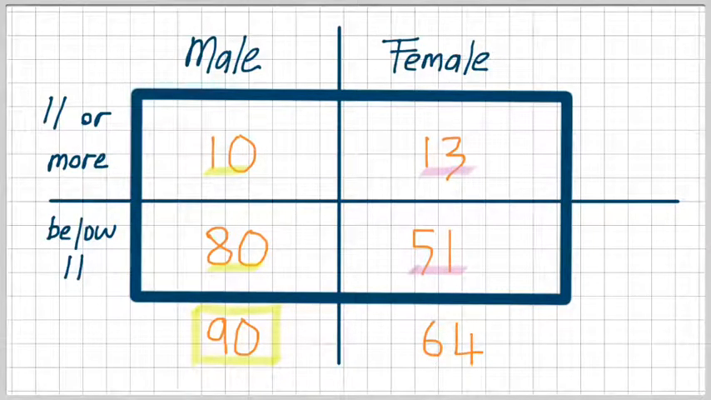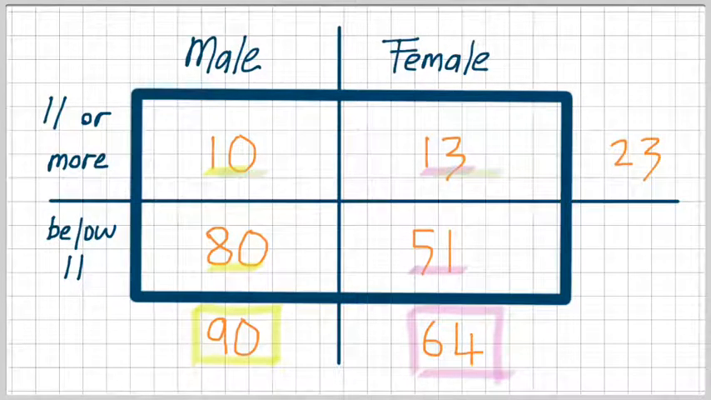Now, please keep in mind that it is a good idea in any sort of exam situation to bring a calculator, just in case the addition that you do in your head is incorrect. A calculator will help you check your answers. So we've got two totals there, 90 and 64. So 90 males were scored in the scenario, and 64 females.